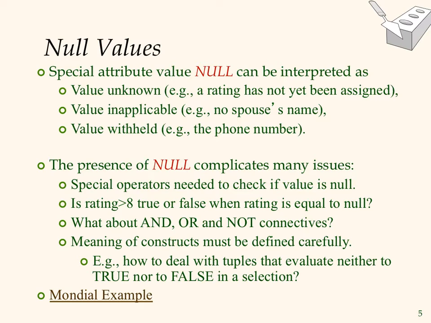And it gets even more complicated when these comparisons involve Boolean connectives. So for example, rating greater than 8 and age equals 18. So should that be true or false if the rating is null? And finally, the key question is ultimately how this affects our queries. So if I have a query, say with a where clause where rating is greater than 8, and the rating value is null, should I then return the tuple for which the rating value is null or not?